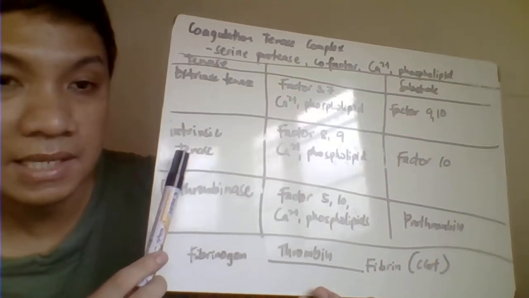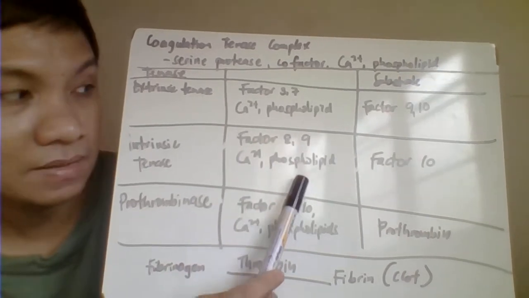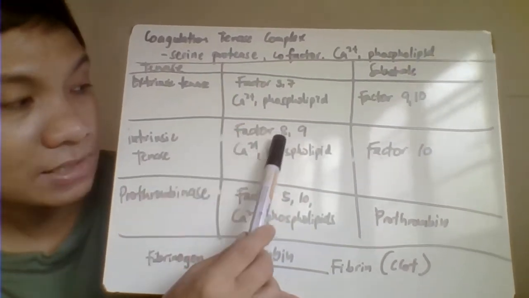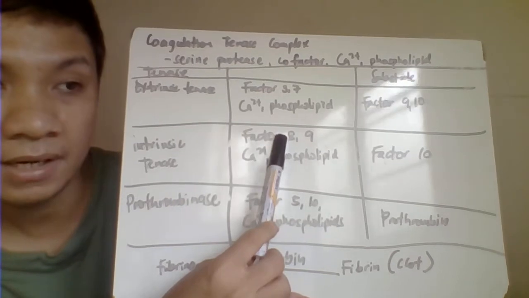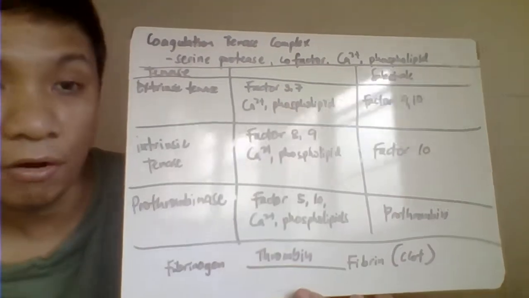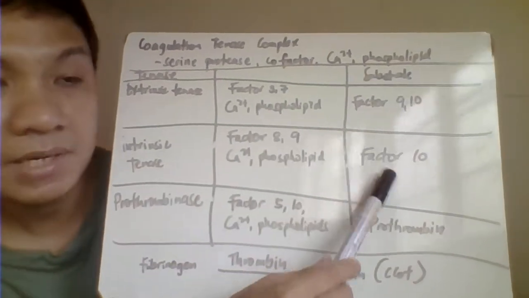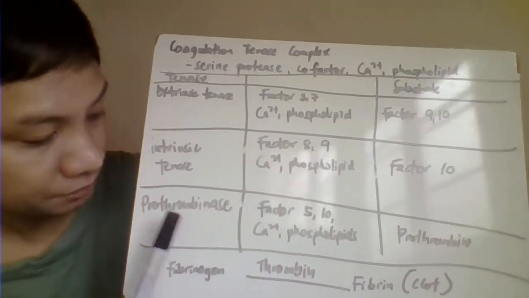Another one, intrinsic kinase. Again, this is made up of factor 8, factor 9, calcium and phospholipids. Our serine protease for this one is factor 9. Factor 8 we consider as the cofactor of the intrinsic kinase complex. The substrate for that is factor 10.